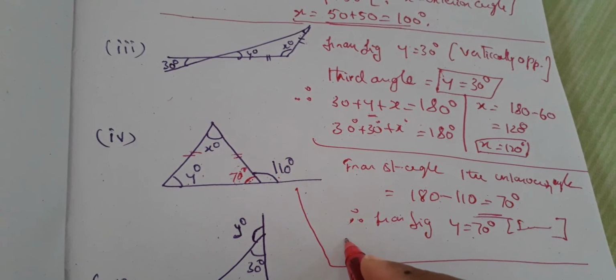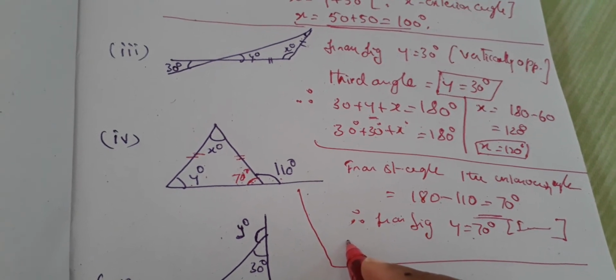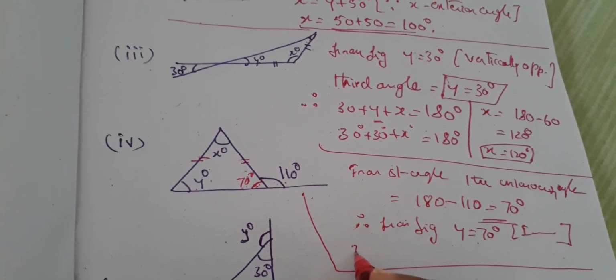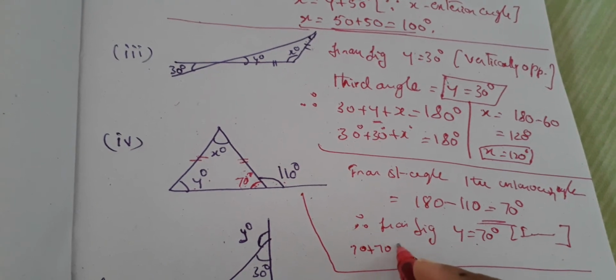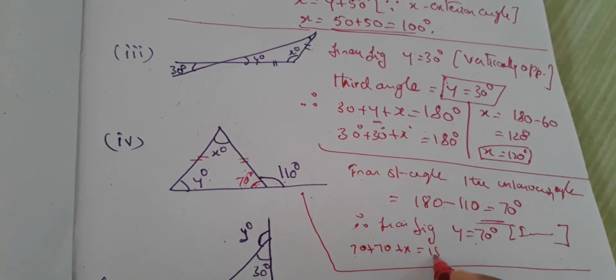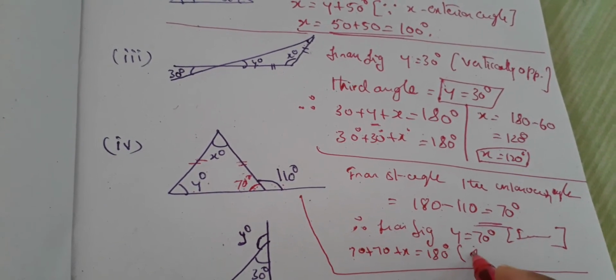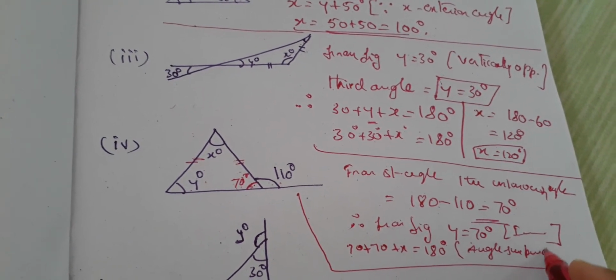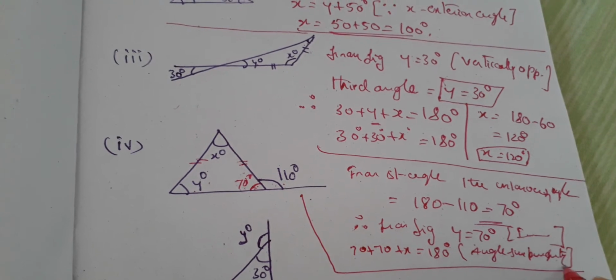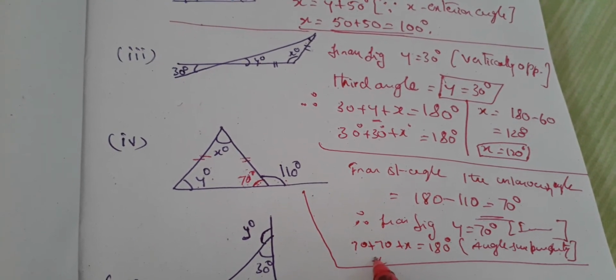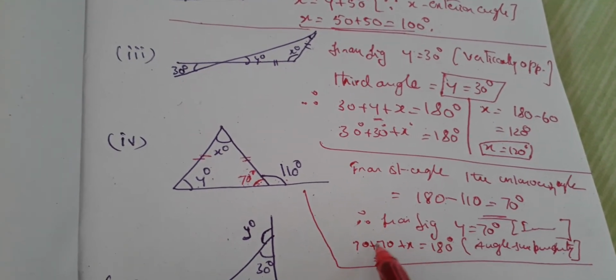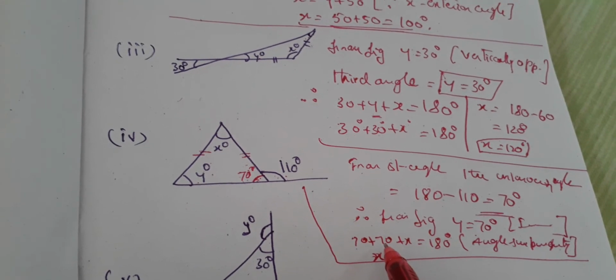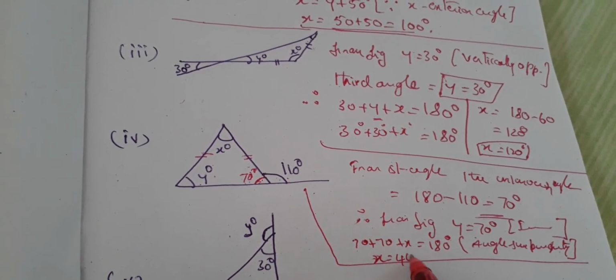So from angle sum relations, you have 70 plus 70 plus x is equal to 180 degrees. So angle sum property. Angle sum property. Okay, so therefore x is equal to, I am doing it directly, 180 minus 140, because 70 plus 70 is 140, which is equal to 40 degrees.